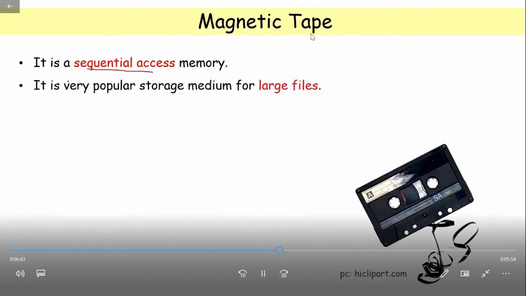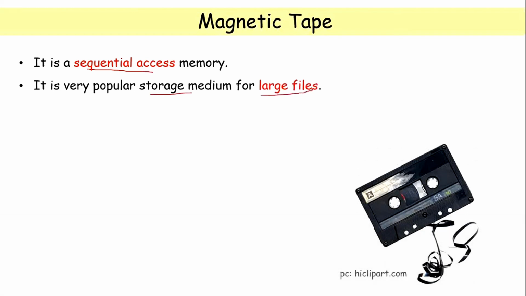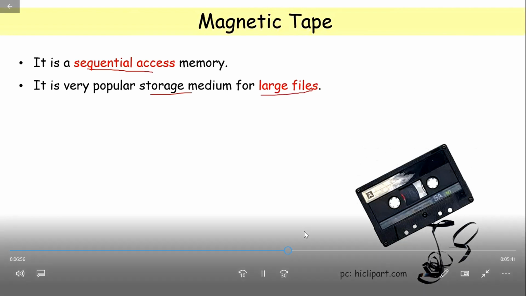Magnetic tape is sequentially accessed memory. We know the meaning of sequentially accessed memory: one after the other, the data is accessed. It is a very popular storage medium for large files. It is made up of plastic ribbon.